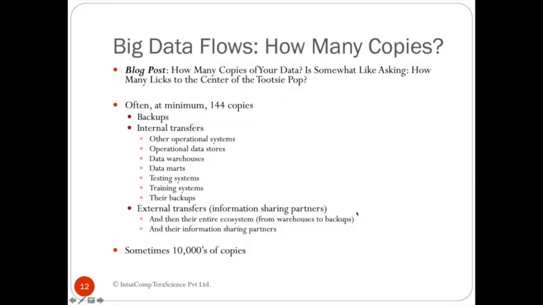How does big data flow? How many copies of your data exist? Often, at minimum 144 copies have to be backed up. Internal transfer involves other operational systems, operational data sources, data warehouse, data mart, testing system, training system and their backups. External transfer involves information sharing partners and the entire ecosystem from warehouse to backup. Sometimes 10,000 copies have to be made. This is the way big data flows.